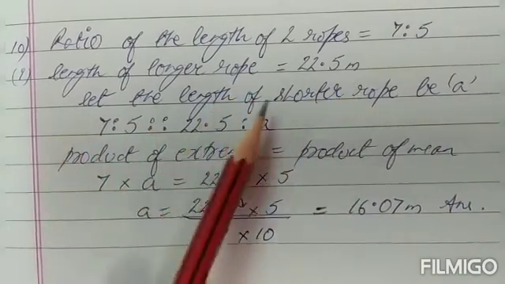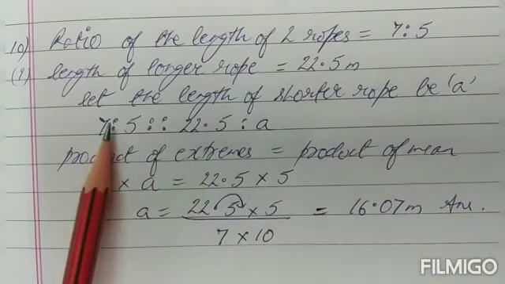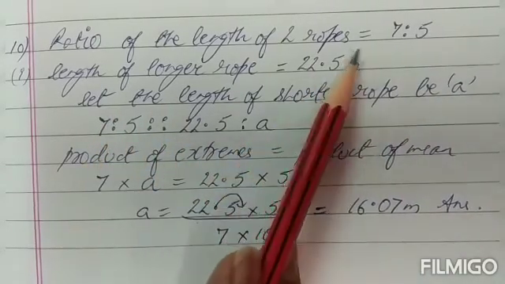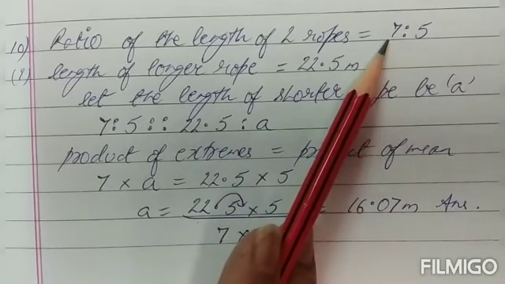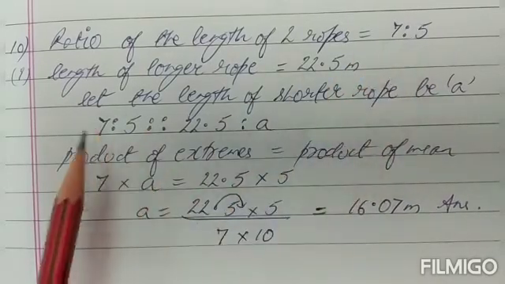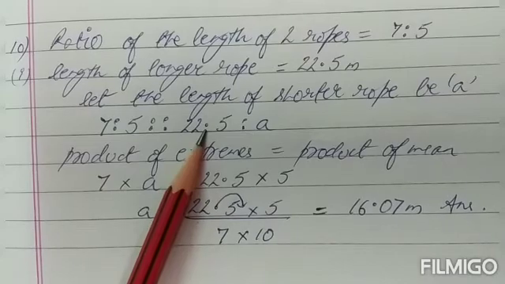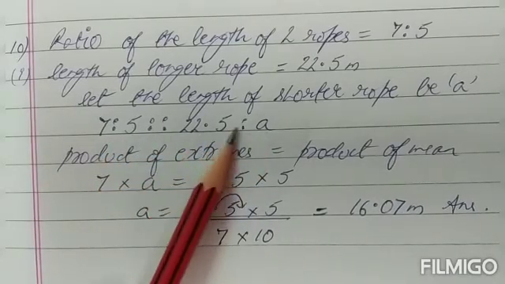So let the length of the shorter rope be, some variable is to be used, so I have taken A. Now we can write them in proportion, children. 7:5. Now 7:5 means the longer one is measuring 7 in ratio and the shorter one is measuring 5 in the ratio. So first we will write the longer length and then the shorter length. So 7:5 proportion 22.5 is to A.